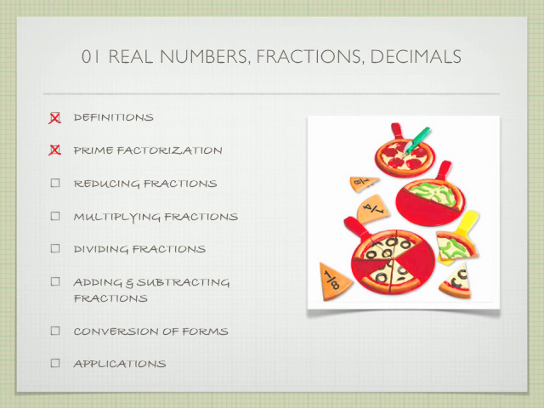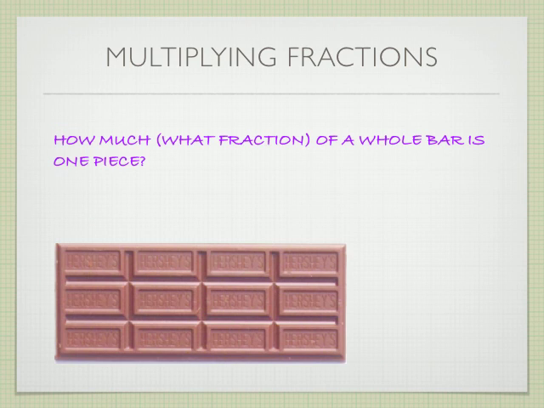All right, so now that we know how to reduce fractions, we are going to do multiplying of fractions. How much, meaning what fraction of a whole bar is one piece? So there's one bar, little piece of a Hershey's bar. Well, that little piece is 1/12 of the bar. There's 12 pieces total. I've got one piece in red, so it's 1/12.